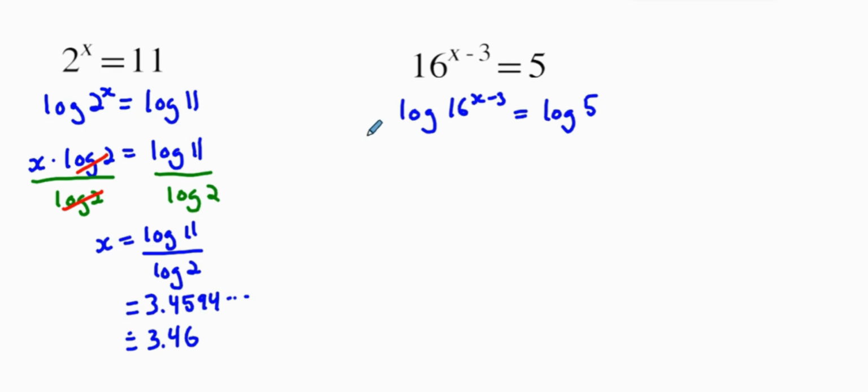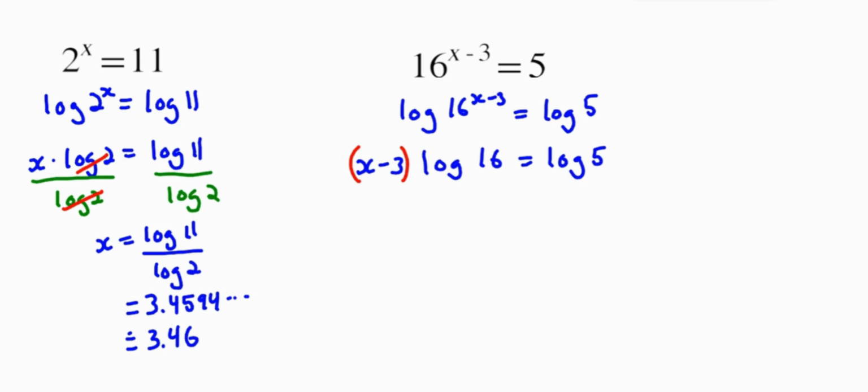Just like before, my exponent can come down out front, and I'm going to write this incorrectly for a moment to highlight an issue that I often see with students at this stage of the problem. What I've written incorrectly here would read as x minus 3 times the log of 16. But we know that the exponent comes down out front and is a multiplier. So I need to include brackets around this. And this says x minus 3 is multiplied by log 16.